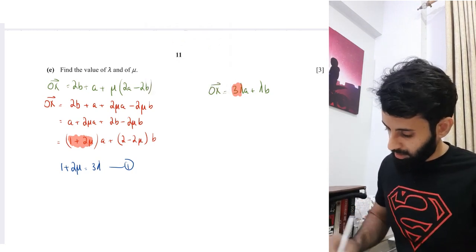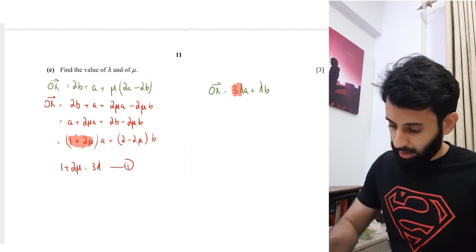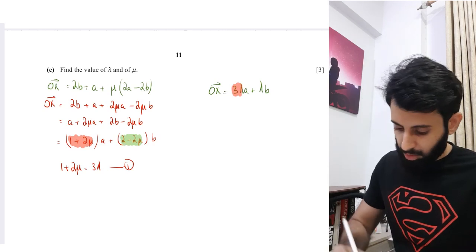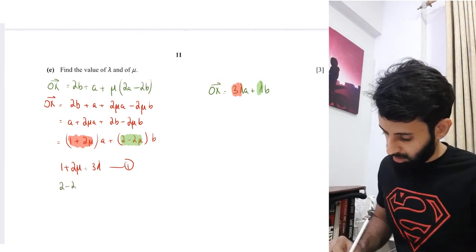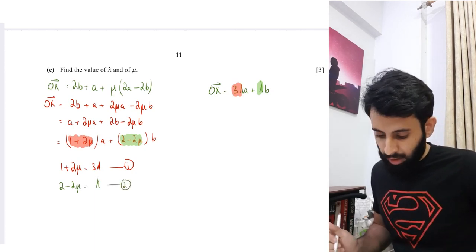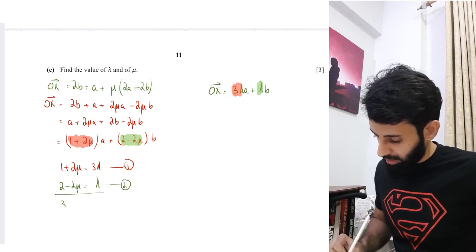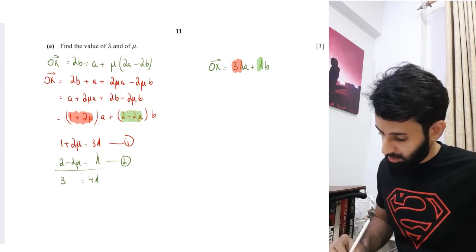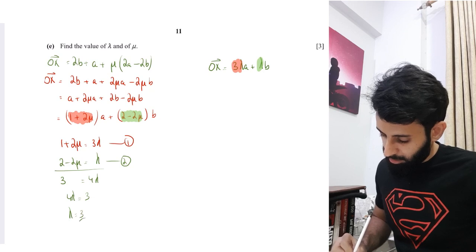Let me color code this. I'm going to turn this into red. Yeah, there you go. And then let's take green. So here you have 2 minus 2 mu, which is equal to lambda. And here's your second equation. Thankfully, I can do them with the help of elimination. So I'm just going to add these two equations straight away. I'm looking at 3 is equal to 4 lambda. That means 4 lambda is equal to 3, which means lambda is equal to 3 upon 4.